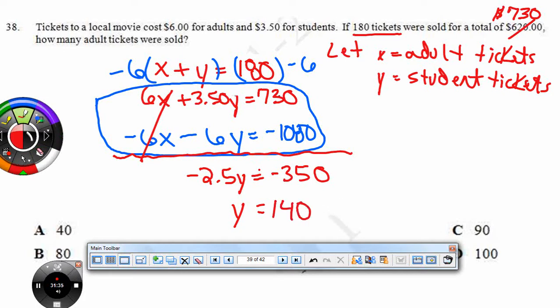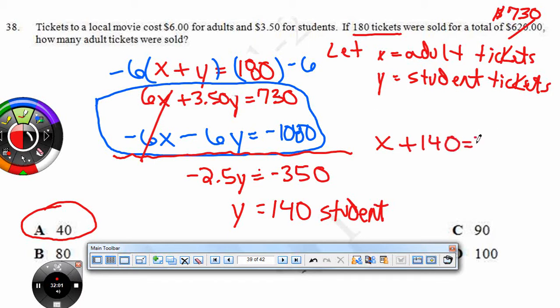They asked for adult tickets, and so you can tell that if you know x plus y equals 180, then you have 40 tickets left over to be adult tickets, so that would be 40. Or if you need to actually plug it in, you can, so that would be x plus 140 equals 180, and subtract 140, x equals 40 adult tickets.